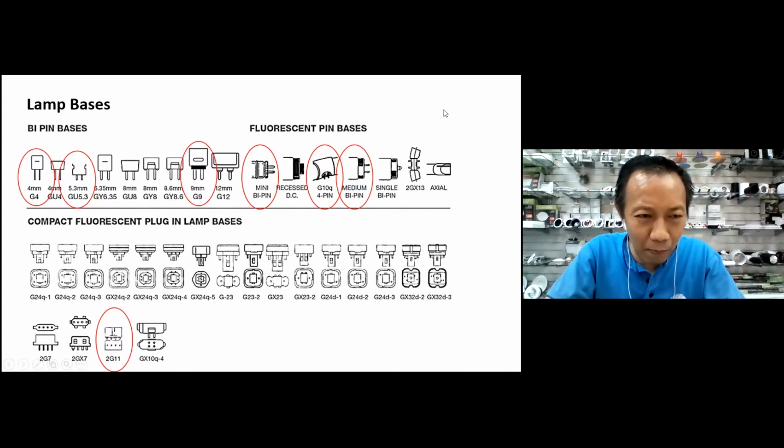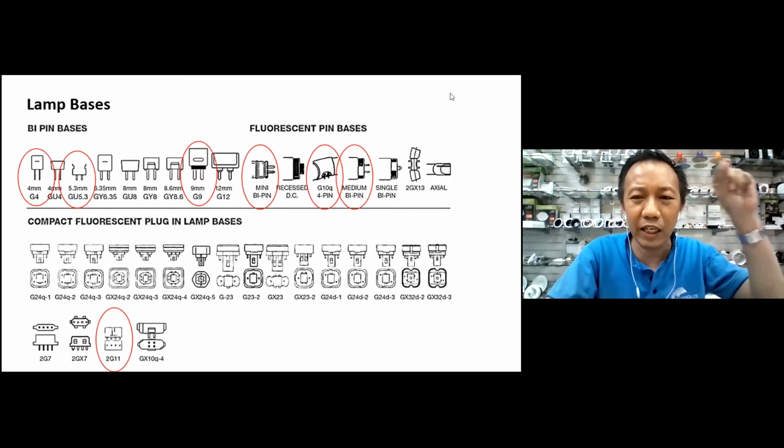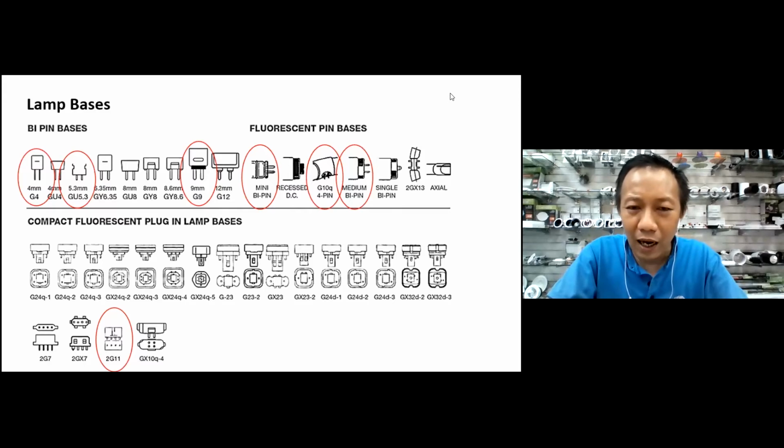Earlier, the plug-in types, the ones you see, second to the last, the G24Q, Q1, Q2, Q3. Only the position of the notch changes there. It just rotates. The GX23, these are the plug-in types. Or the compact fluorescents.